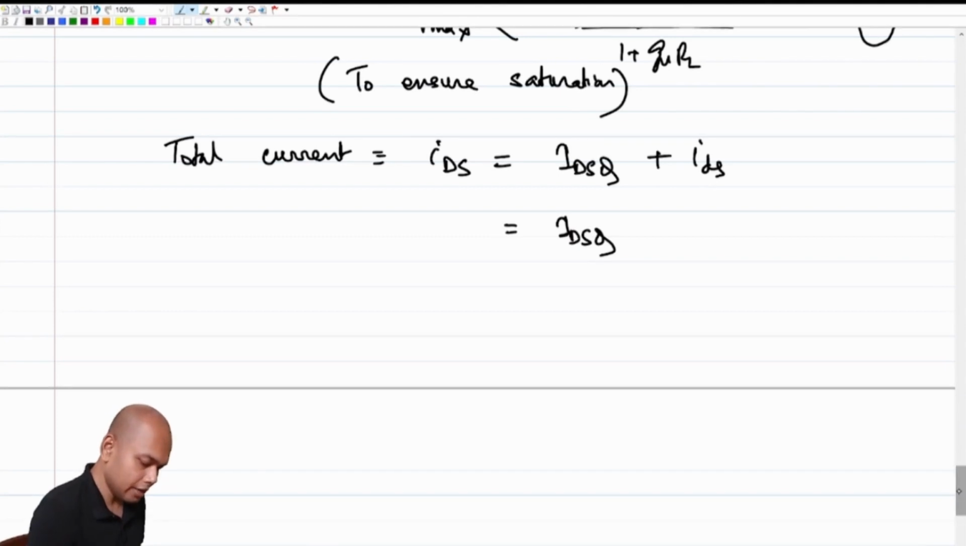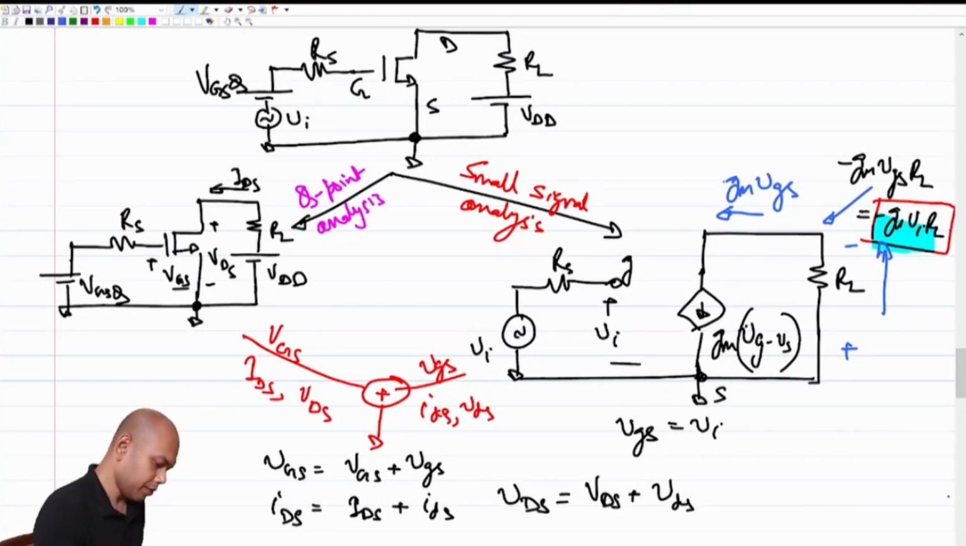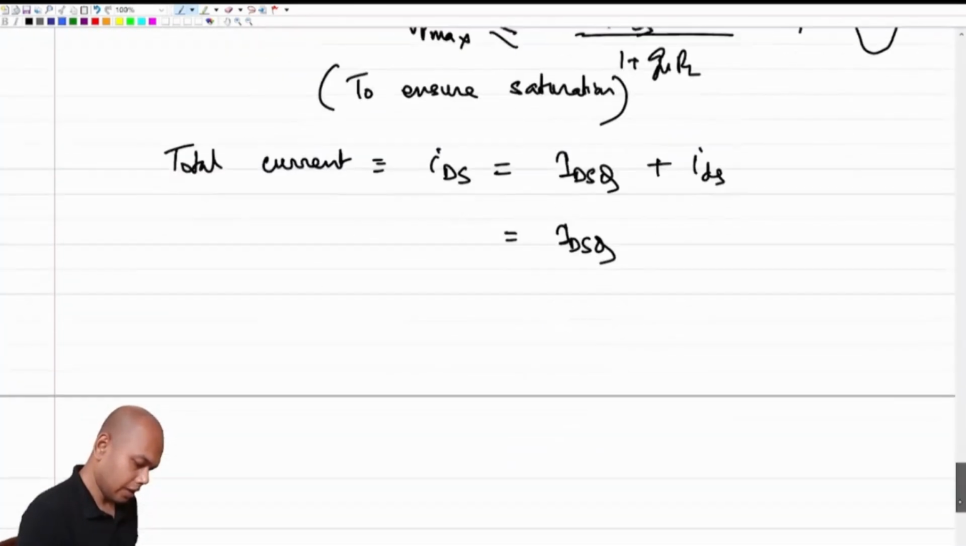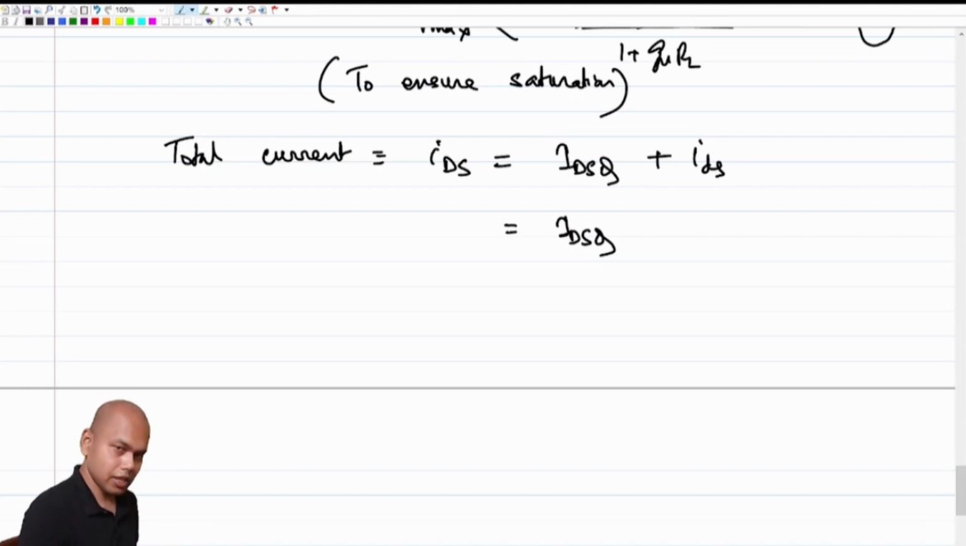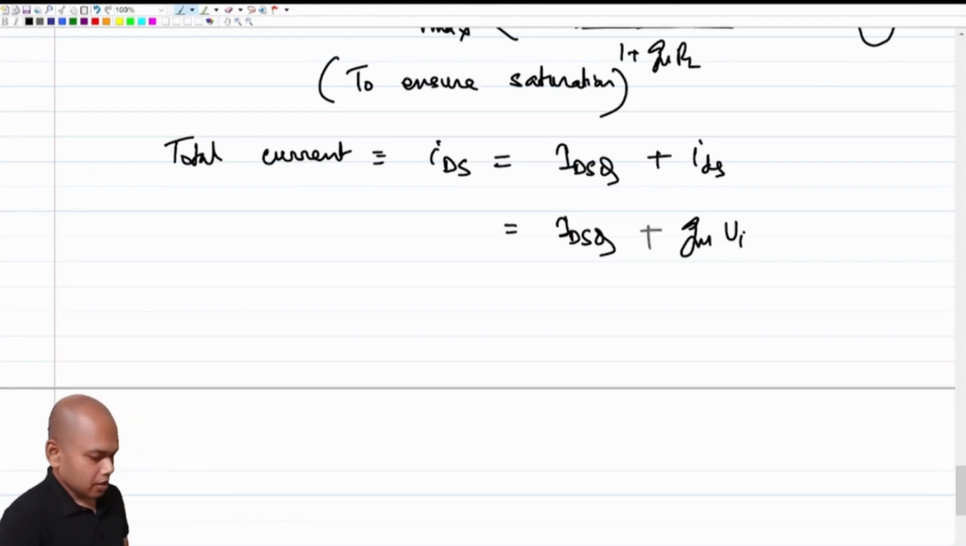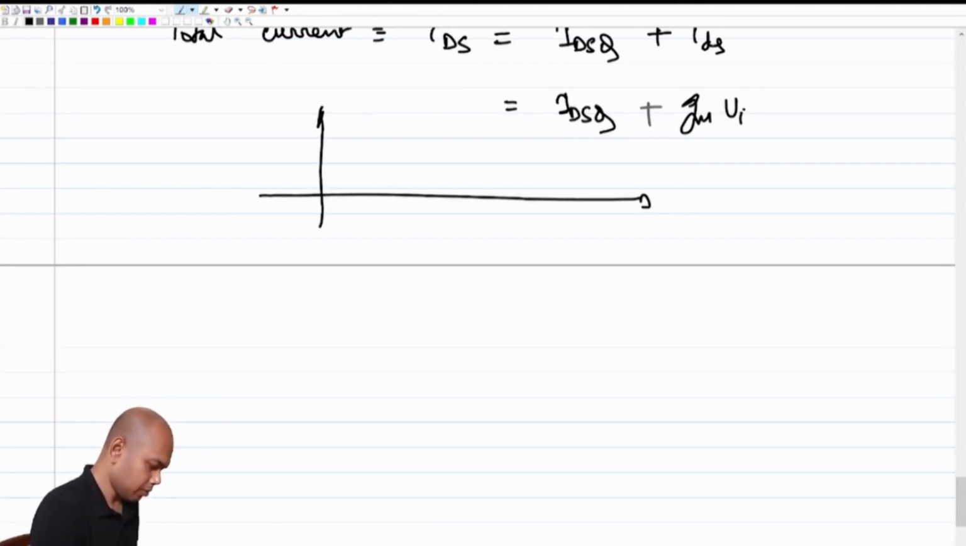What about small IDS? What about incremental IDS? Incremental IDS is GM times VGS, right? So incremental IDS is GM times VGS, and VGS is equal to VI in this case. So this becomes plus GM times VI, right? So what do you want this to be? What is the inequality that we are bothered about in this case? So let me sketch the inequality that we are bothered about in this case.